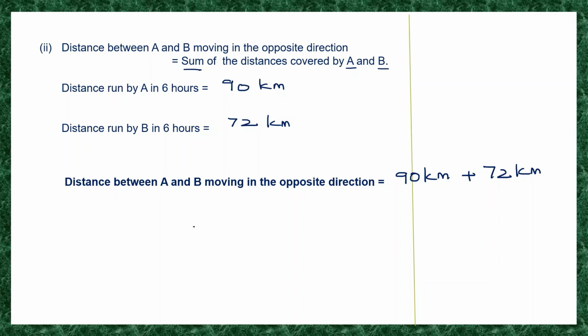Let's add up 90 and 72. 9 plus 7 is 16, so that's 162. So the answer here is 162 kilometers. So this is the distance between A and B when they move in opposite directions. So we've got our answer here.